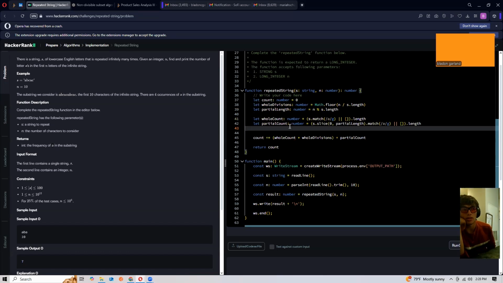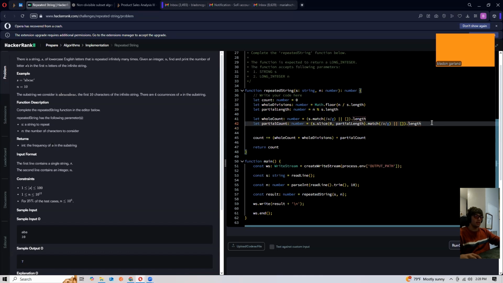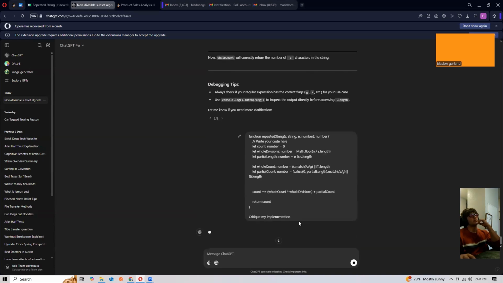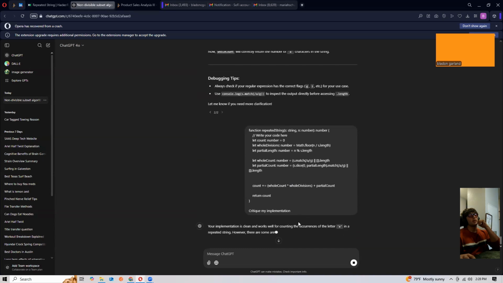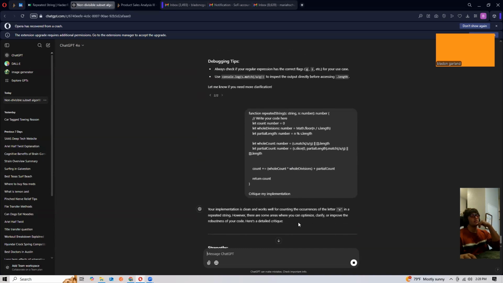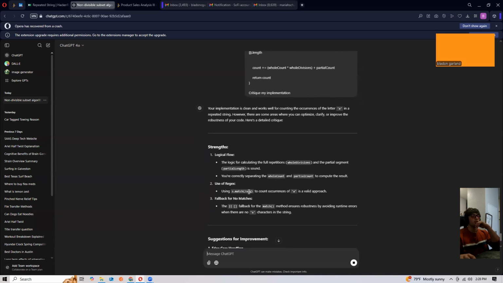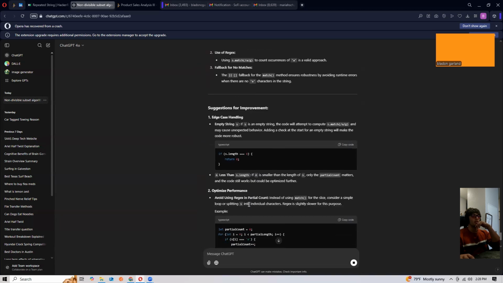So what I would have liked to do is, you know what, let me ask ChatGPT about this, because we're kind of wasting a little bit of processing power. Obviously, what does ChatGPT have to say about my code? Clean, and it works well. Repeat it, however, there's some areas. The logic for calculating the full repetitions and partial segment is sound. Regex occurrences is a valid approach. Fallback for no matches. Edge case handling, optimized performance.